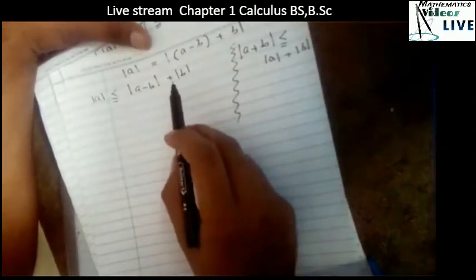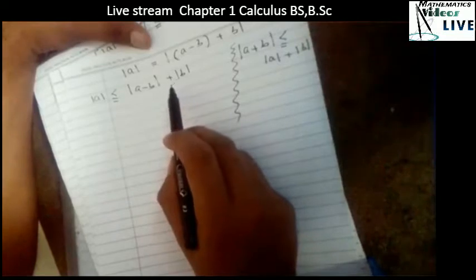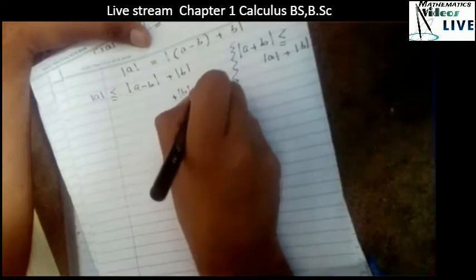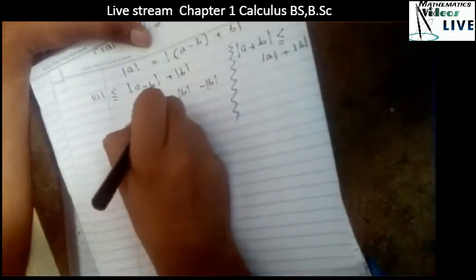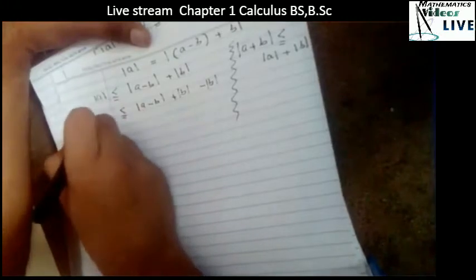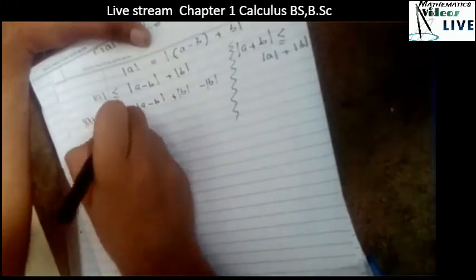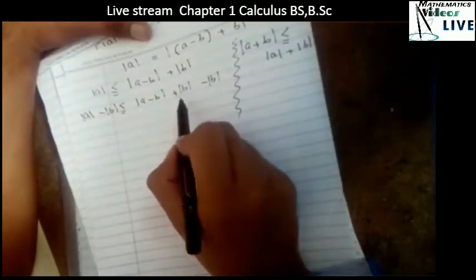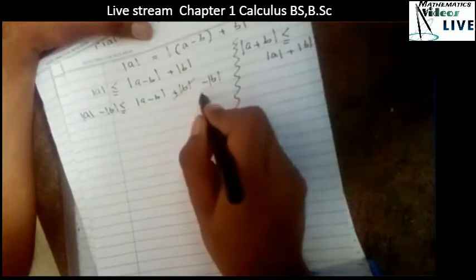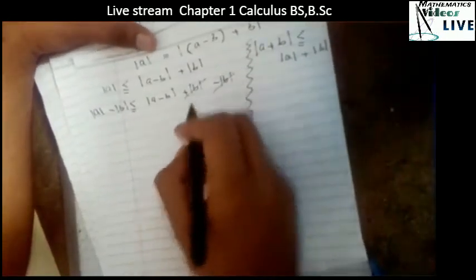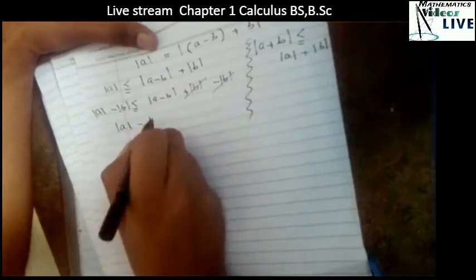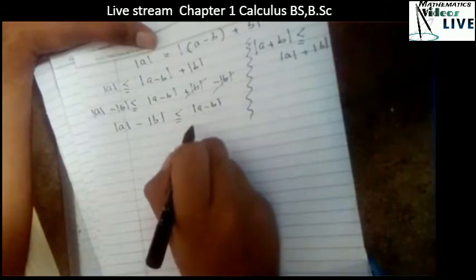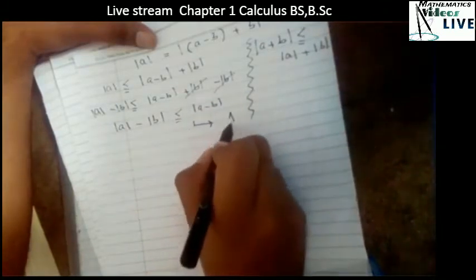You have to remove this plus B from here, therefore you will have to add its additive inverse on both sides. Again, the result of plus B and minus B is an additive identity, therefore we will simply cancel them. The result is mod of A minus mod of B is less than or equal to mod of A minus B, and let me term this as equation number 1.